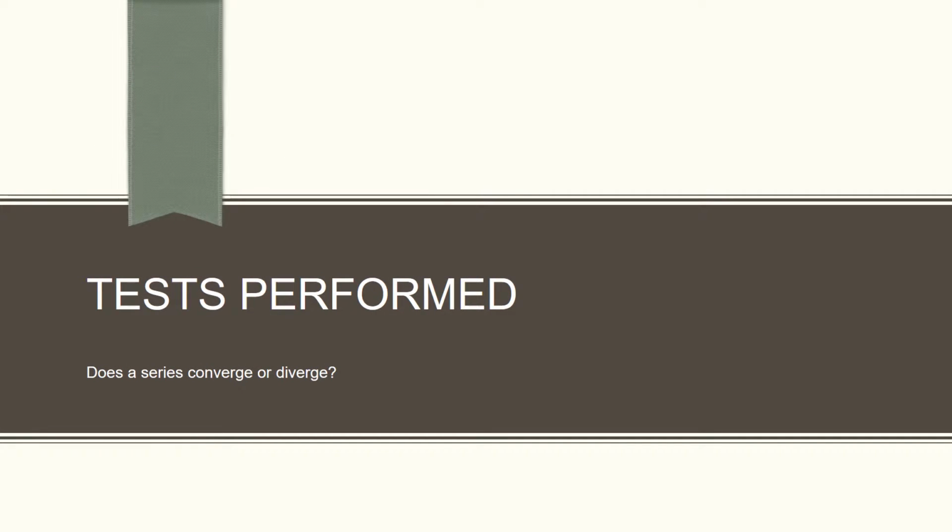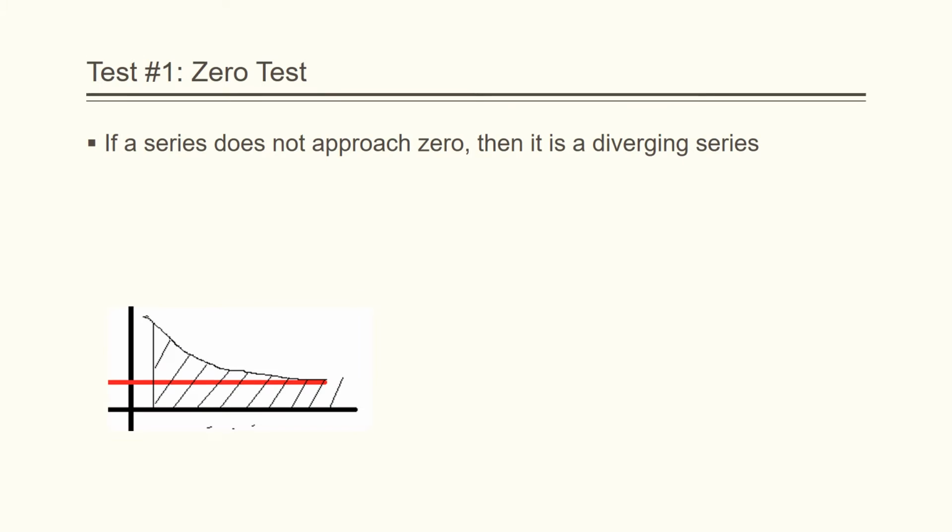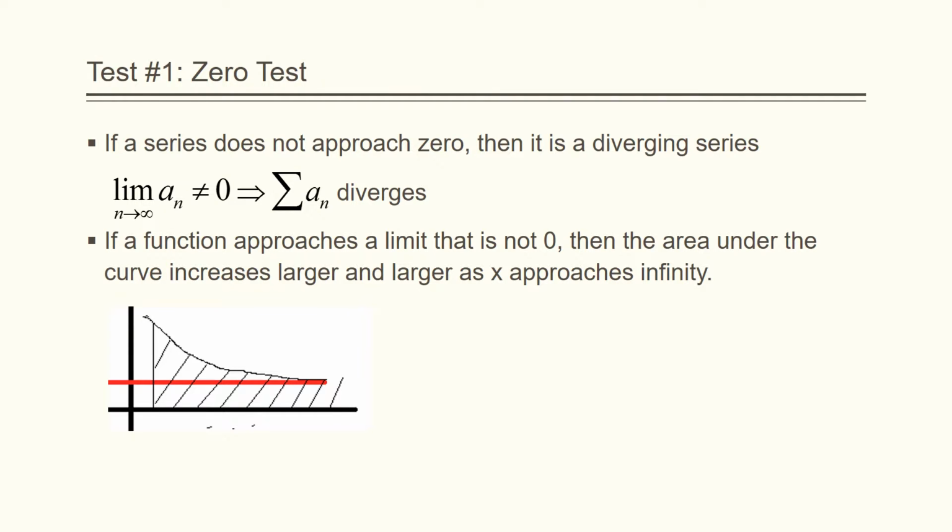Next, we will talk about tests performed to see if a series converges or diverges. The first test we perform is the zero test. If a series does not approach zero, then it is considered diverging. So if the limit as n approaches infinity of an does not equal zero, then the series sigma an diverges. This is because if a function approaches a limit that is not zero, then the area under the curve gets larger and larger as x approaches infinity.